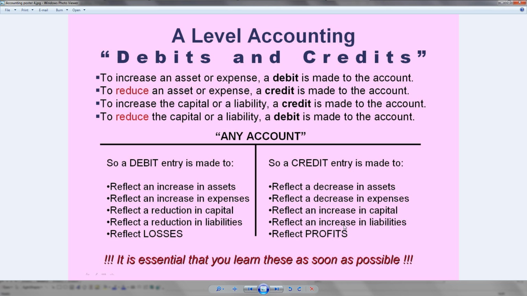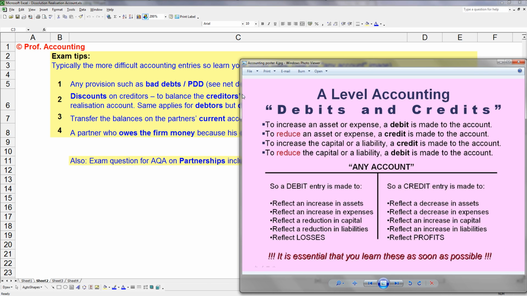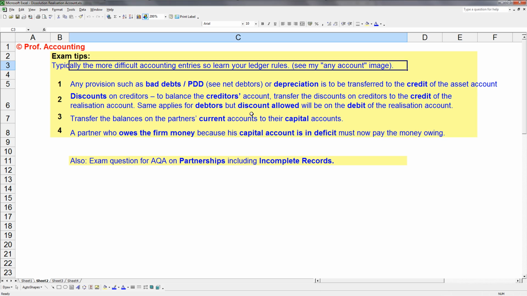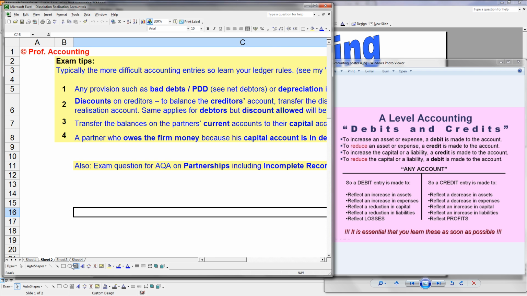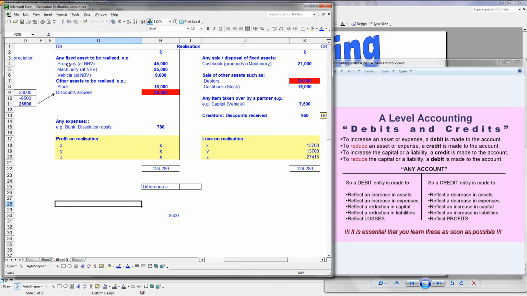So very briefly, you've got the assets on the debit side, an increase of an asset. You've got, again, more assets. You've got expenses, dissolution costs, which is an increase of expenses. You've got here the proceeds, which is income from the disposal. Again, income from debtors, income from sale of stock.